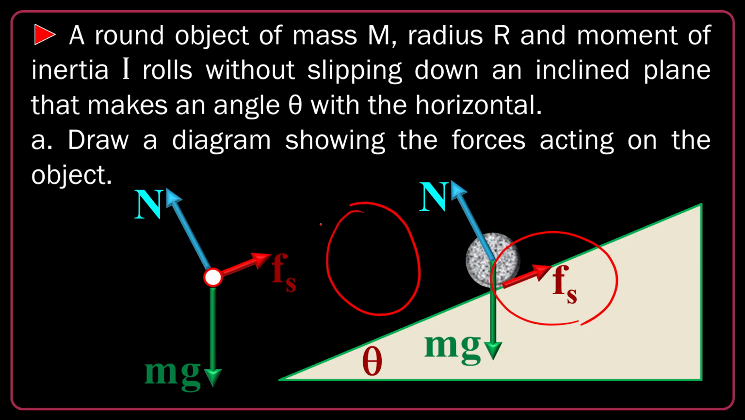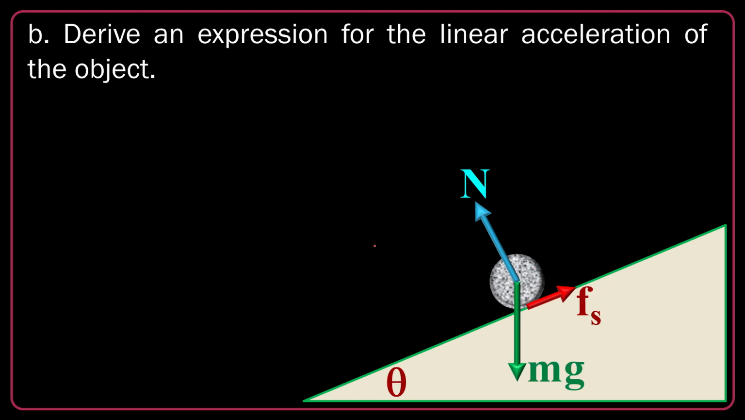What is this static friction doing there? This static friction is making torque. It is acting tangentially on this rolling object, and then this is the radius and it makes a torque. And this torque is exactly the reason for the angular acceleration the rolling object gains. It's very important. Part B: derive an expression for the linear acceleration of the object, a.